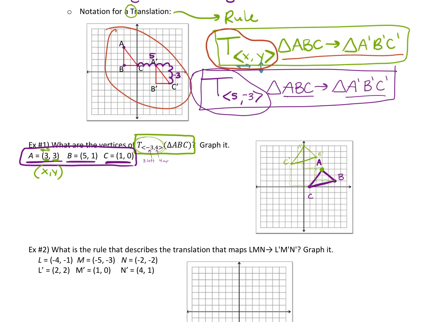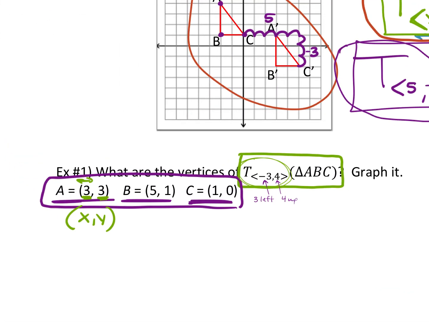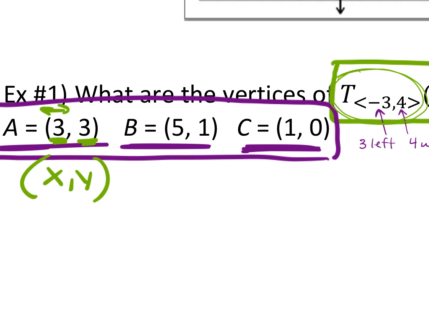So the first one you always graph is... You can graph in any order on these, but you always go left and right first for that number, and then up and down for that number. Because it's X and Y.